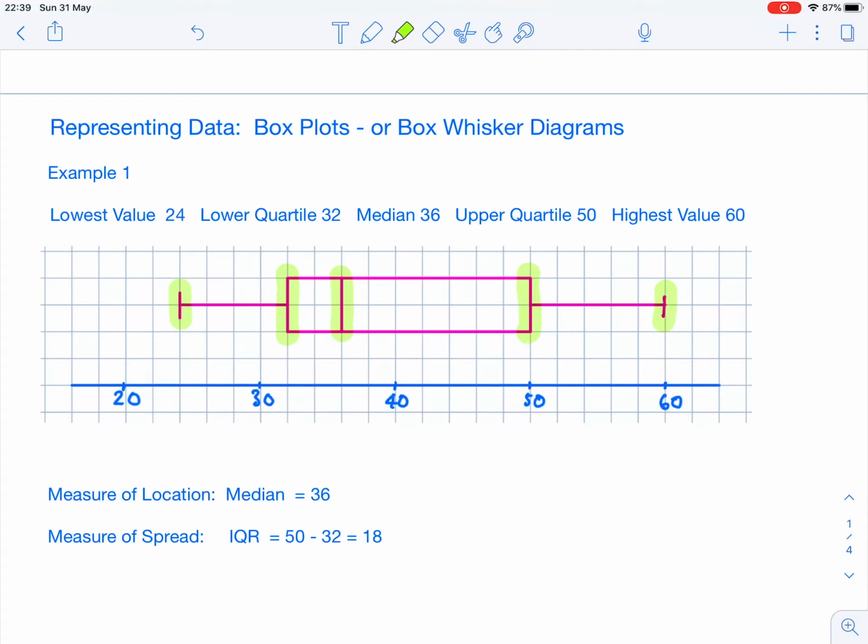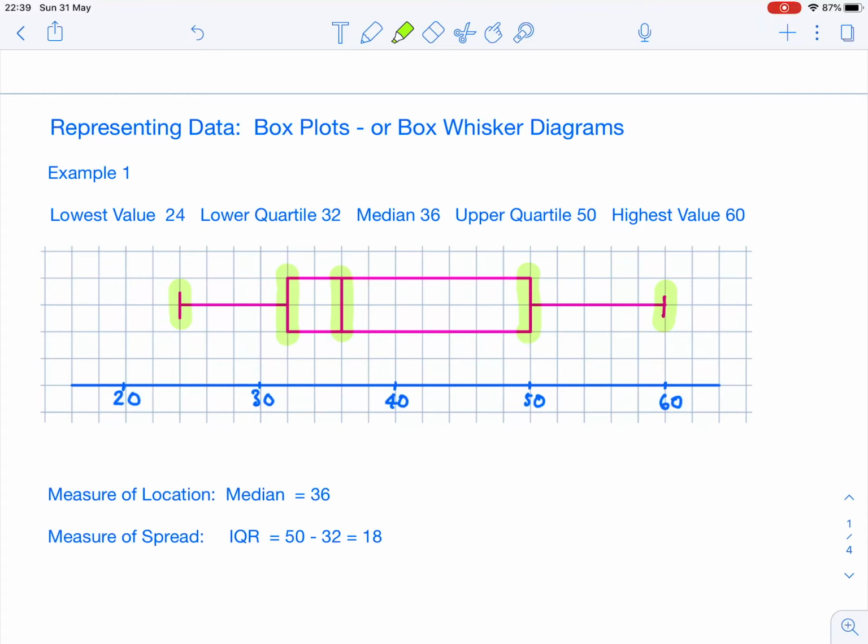And so we've got our measure of location, our average, the median, is 36, and notice that it's not necessarily in the middle of the box. And we've got our measure of spread, the interquartile range, which would be 50 minus 32 to give us 18.